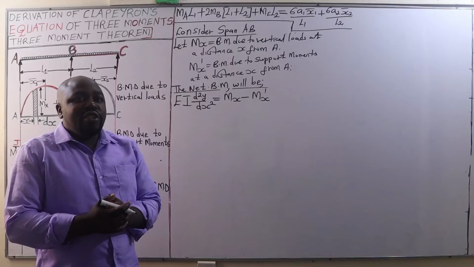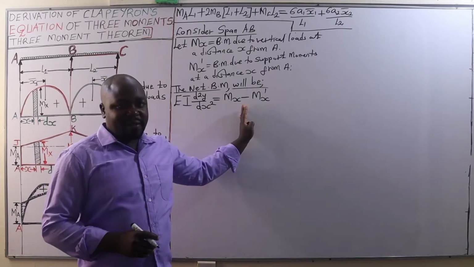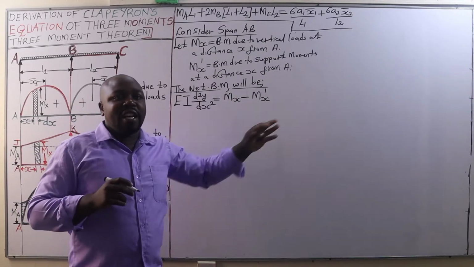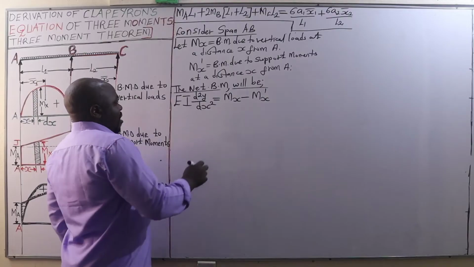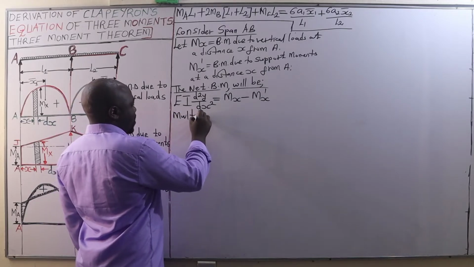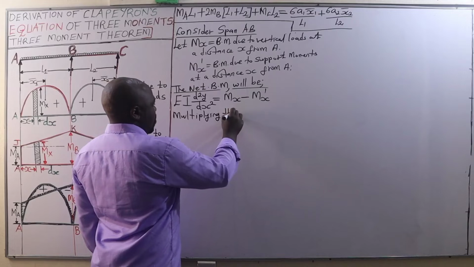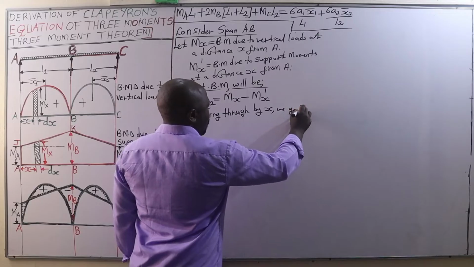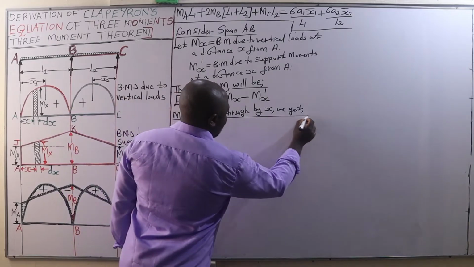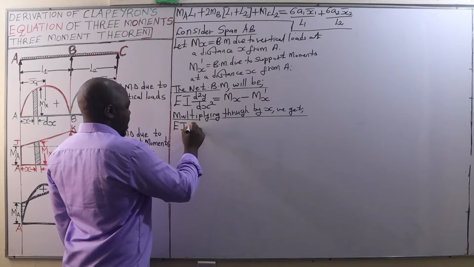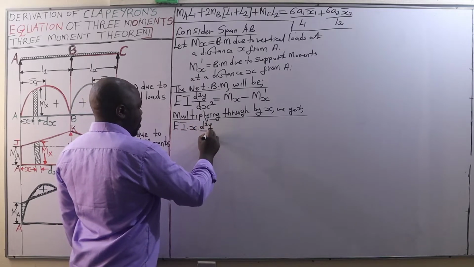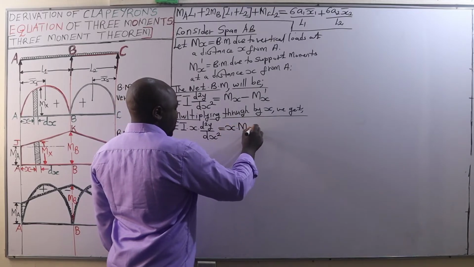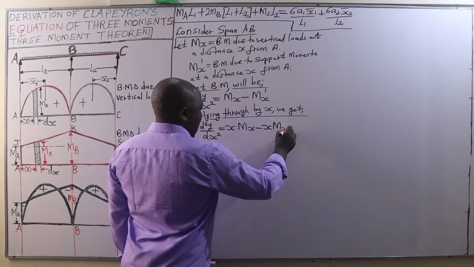Now, from there, we are going to multiply through by x, because when we multiply moment times distance, we usually get what we call moment of area. Multiplying through by x, this is going to be EI times x d squared y over dx squared, which is going to be equal to x Mx minus x Mx prime.